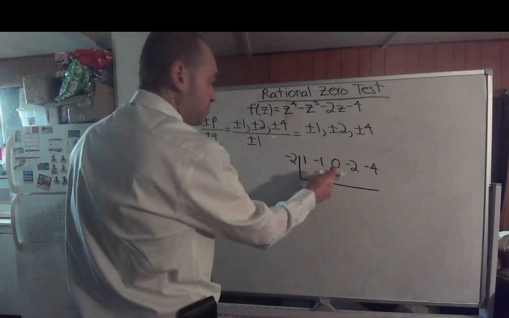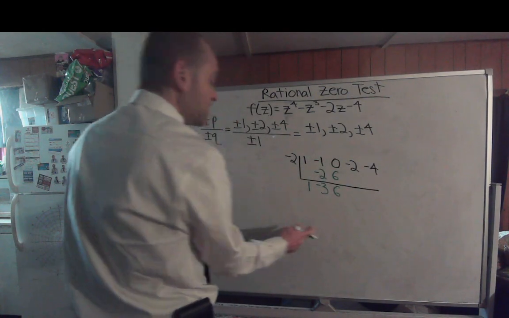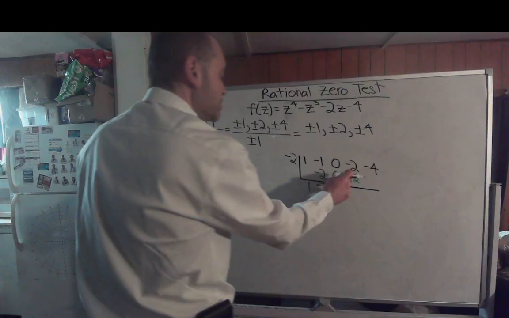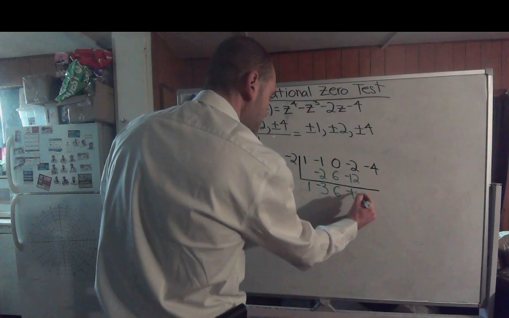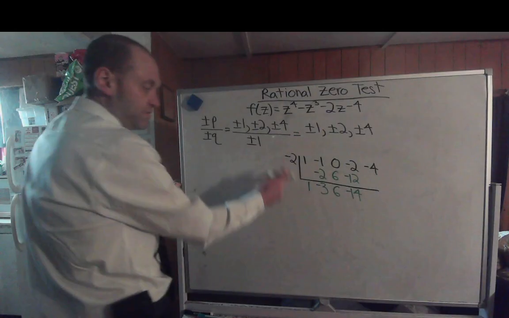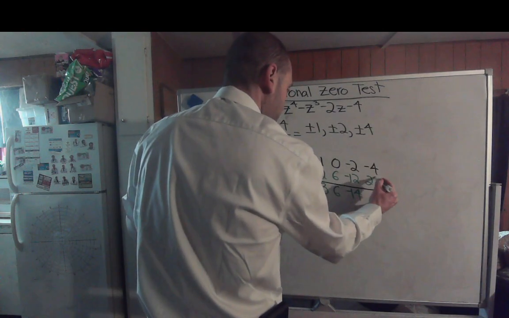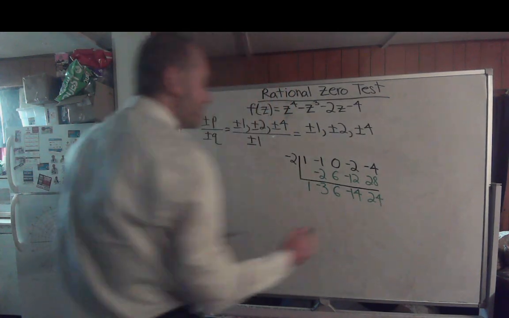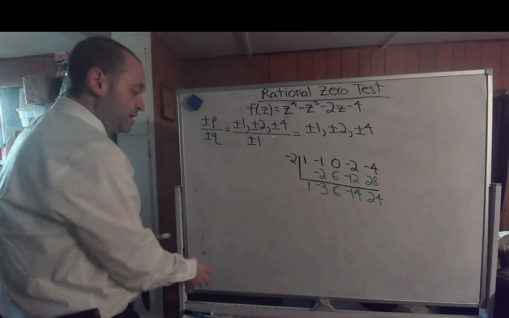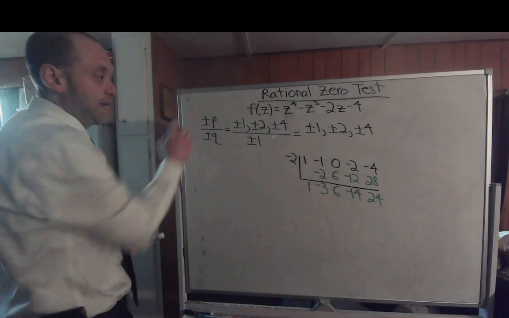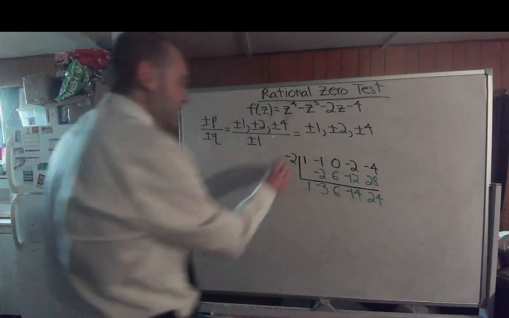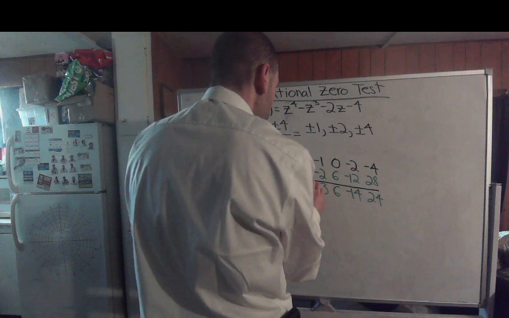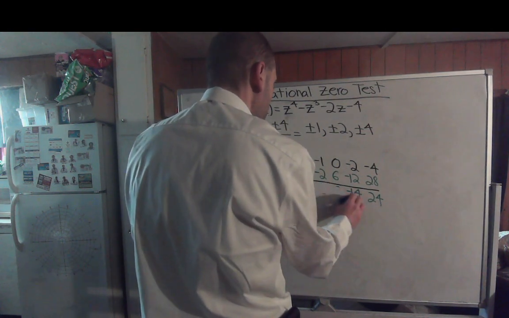All right, so 0 plus 6 is 6. Negative 2 times 6 is negative 12. Negative 2 minus 12 is negative 14. Negative 2 times negative 14 is 28, and then negative 4 plus 28 is positive 24. We have a remainder of 24, which means that x plus 2 is definitely not a factor of this polynomial, or z plus 2, I should say. So we're back to square one. We need to try again.